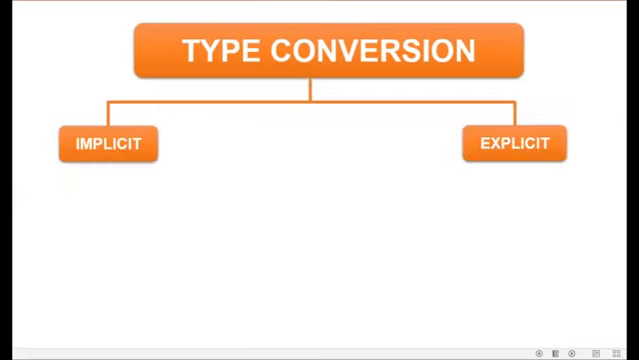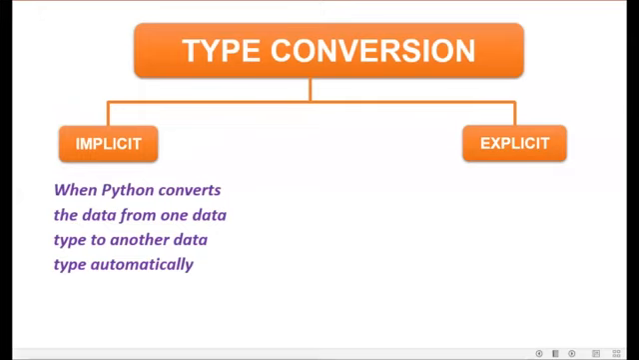Now, there are two types of type conversion. One is implicit and another is explicit. So let's understand implicit. What is implicit type of conversion? When Python converts the data from one data type to another data type automatically, then it is known as implicit type of conversion. And what does it mean? That means we are not putting any force to convert one data type into another data type, but it is automatically done by Python. So let's see how it works.